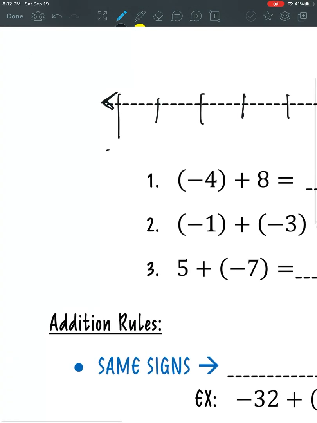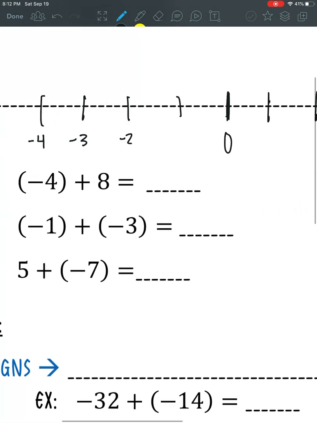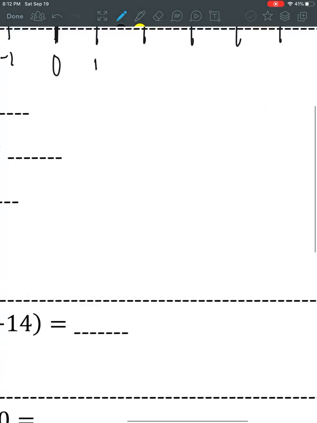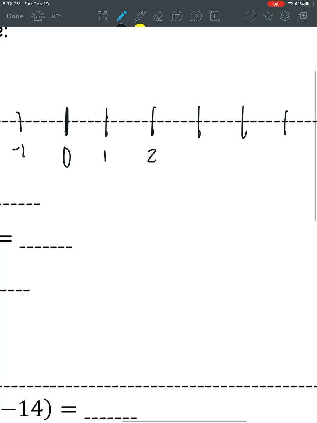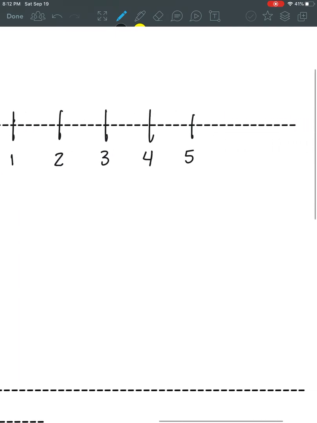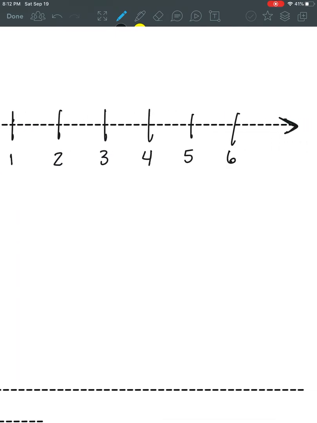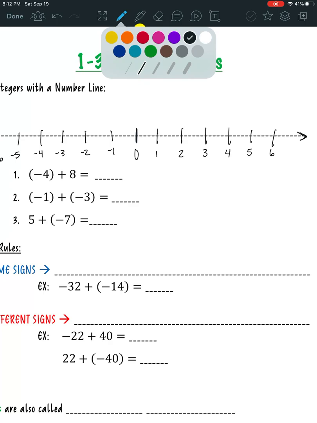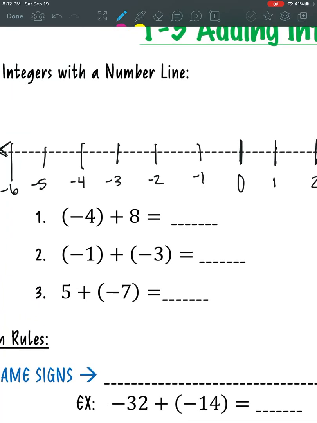Doesn't have to be perfect. 1, 2, 3, 4, 5, 6. And then let's number our number line. Okay, so whatever number is first in the problem, that's where we're going to start on the number line. If we are adding a positive number, then we're going to make our number bigger. We're going to go to the right. If we're adding a negative number, well, then we're going to go left towards the negatives.